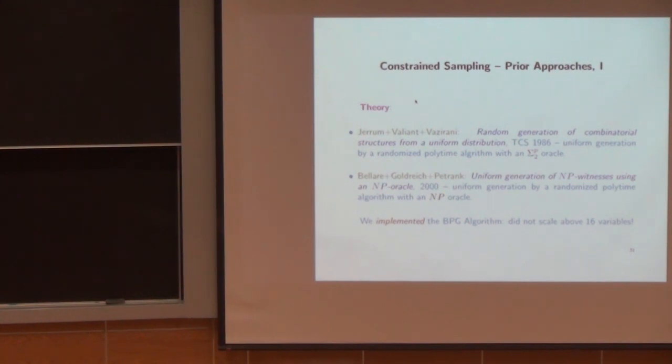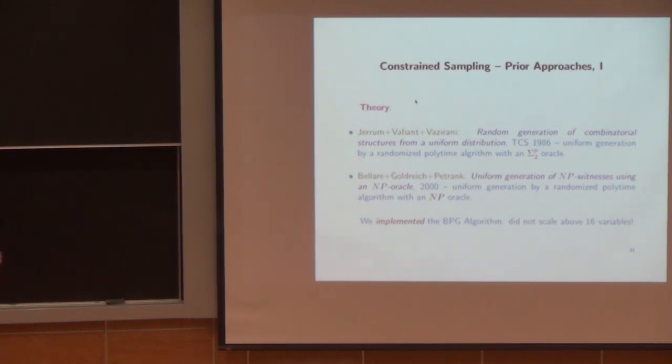It turned out that this problem of doing constraint sampling is something that theoreticians studied already in the 80s and the 90s. And the ultimate paper by Bellare, Goldreich, and Petrank was published in 2000, and they showed that they have a random polynomial time algorithm. So it's a polynomial time algorithm using randomization, random coin tosses, and it calls an NP oracle. What is an NP oracle? A SAT solver is an NP oracle, for example. And they show how to do it.